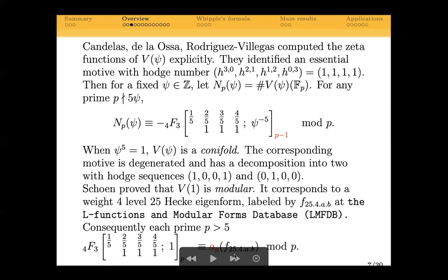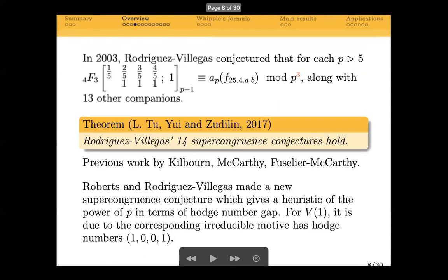So this is the generic congruence, which is not surprising. All the fibers will more or less behave in this manner over here. But what Rodriguez-Villegas discovered was something kind of interesting. He discovered that when p is bigger than 5, the generic congruence is actually far too weak. Both sides will actually agree modulo p to the 3 power.